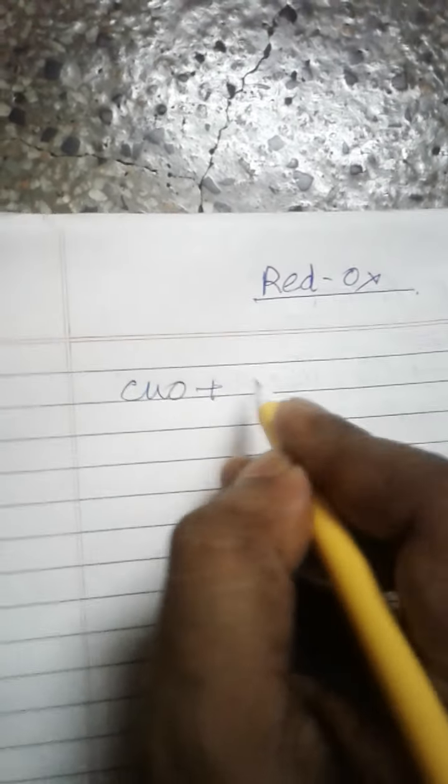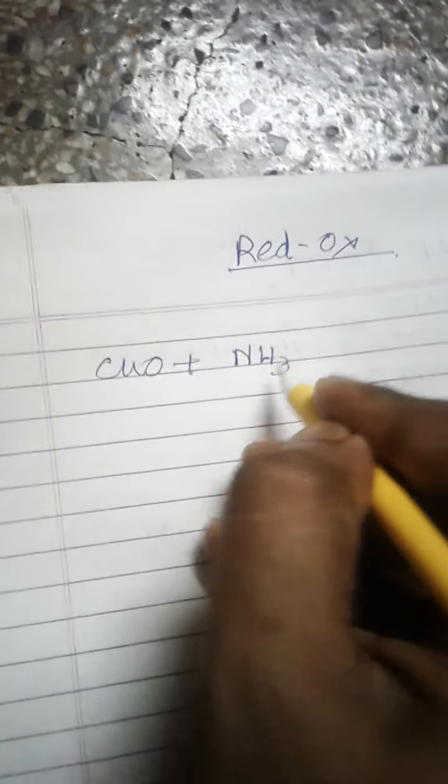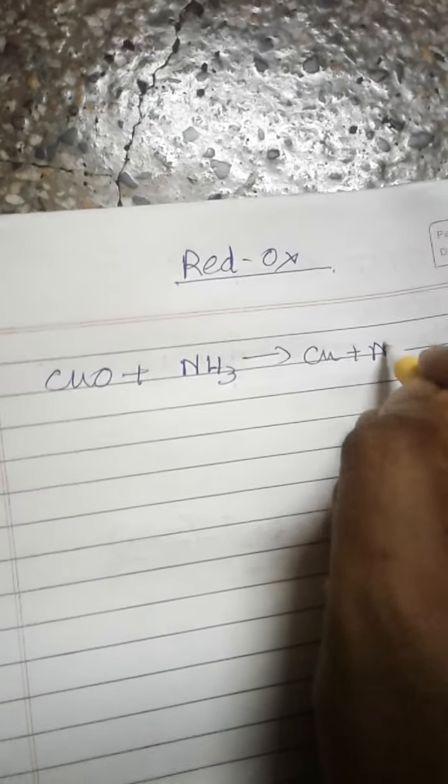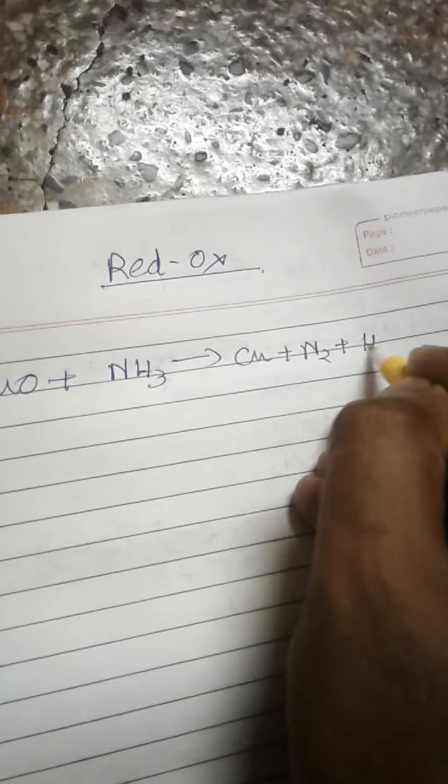Now I discuss the balancing method of redox reaction using the oxidation number method, and this is for class 11. Now I take an example, that is CuO plus NH3 (ammonia) react to produce copper, nitrogen and water.